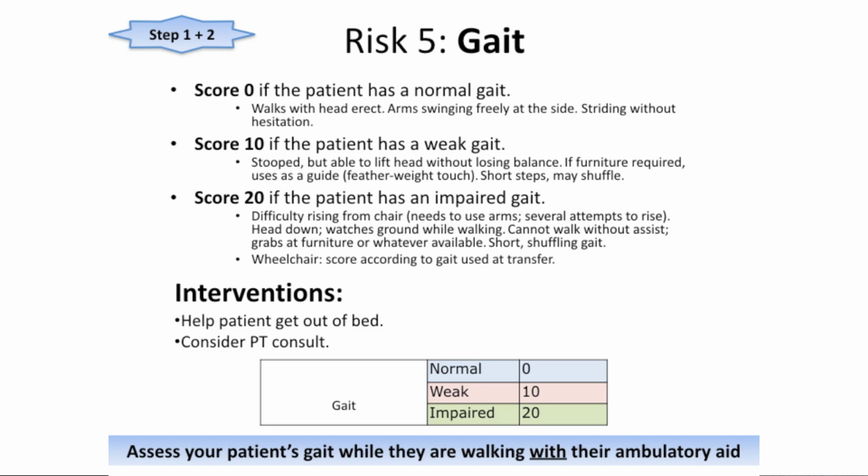Usually, you should assess gait with the ambulatory aid, because very often a person who has an impaired gait without their ambulatory aid, if they're used to walking with a walker, once you give them the walker, it might just be a weak gait. So make sure this gait assessment is done with the ambulatory aid. The interventions here would be, if the patient needs help getting out of bed, providing that, and also considering a physical therapy consult to either get them an ambulatory aid or to work on the gait problem.